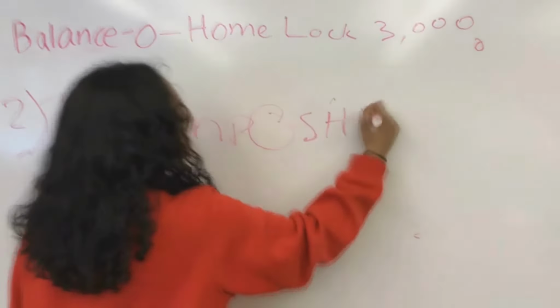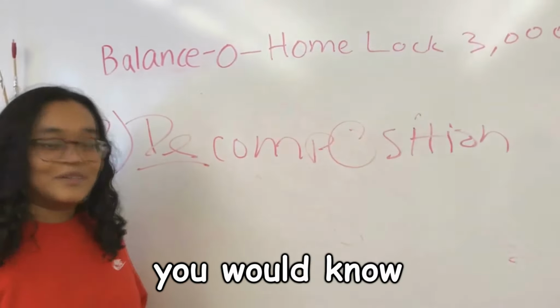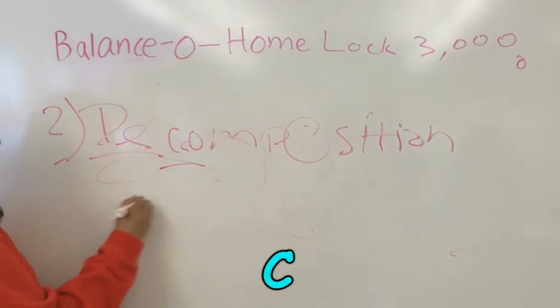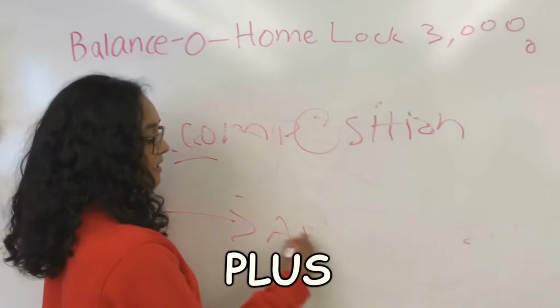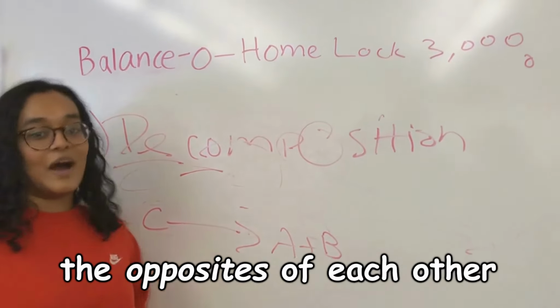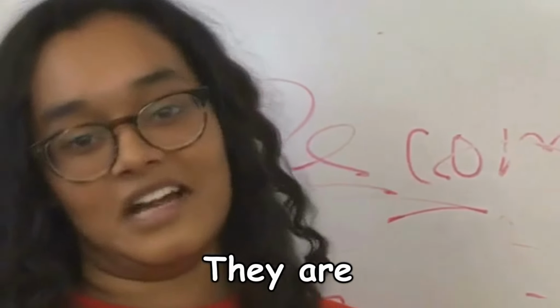If you know anything about the English language, you would know that de means to take apart or break apart. So AB becomes A plus B. And if you see, they're low-key the opposites of each other.